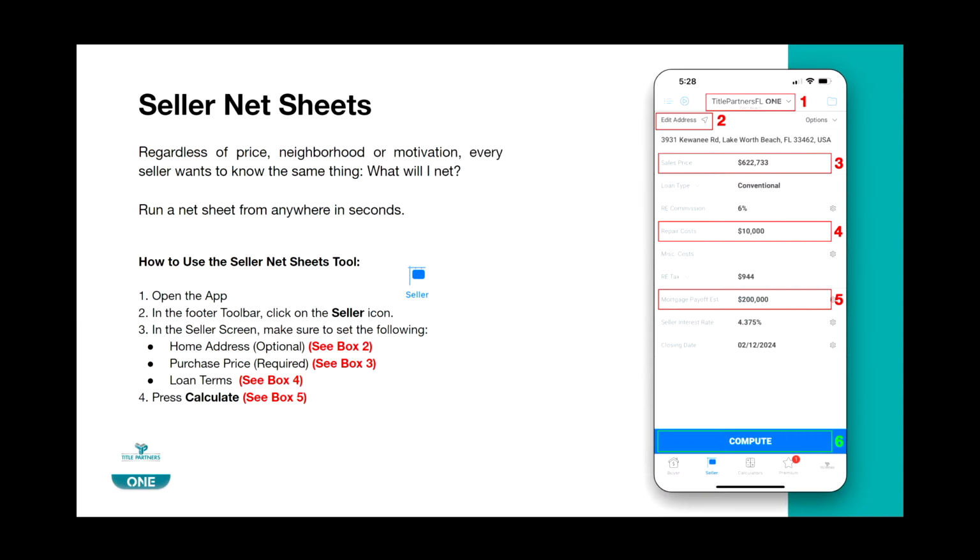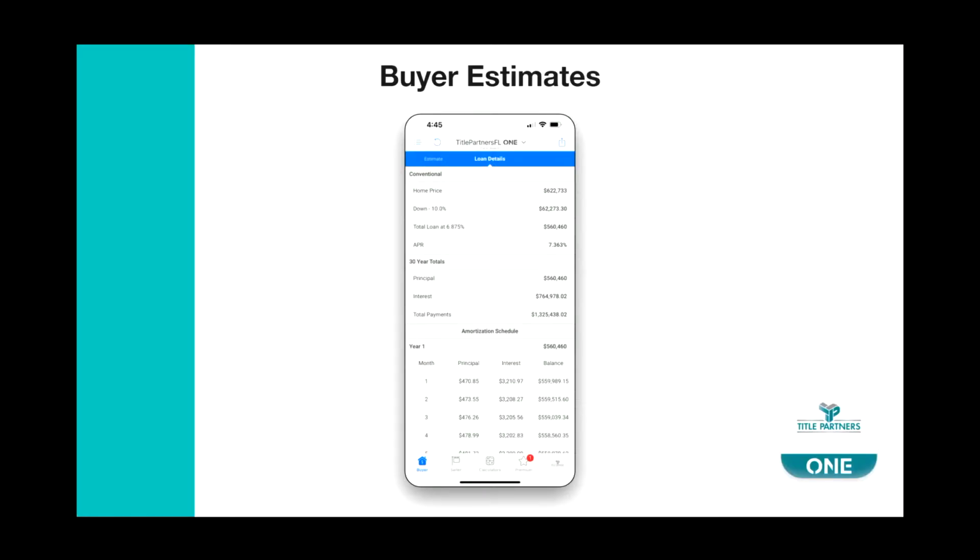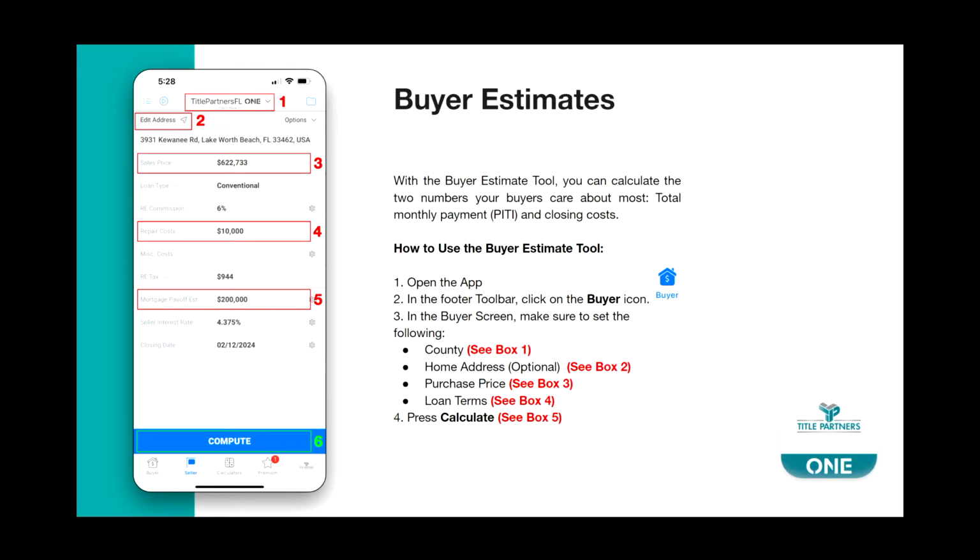Okay, so seller net sheets. Here, this is what it would look like. Oh, I'm sorry, I didn't mention, for your buyer estimates here, we've now included a commission portion to be paid by the buyer, if that's the case with any of your clients, if they're paying you commission.